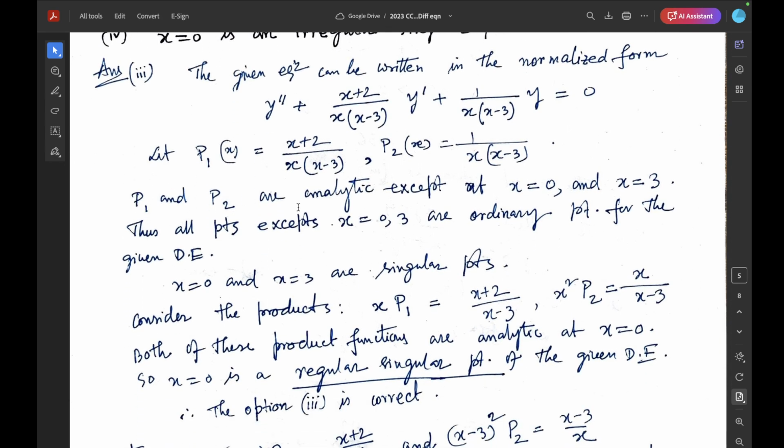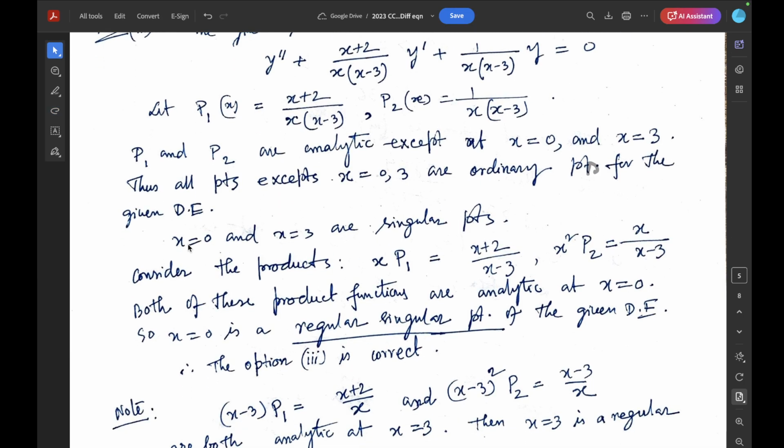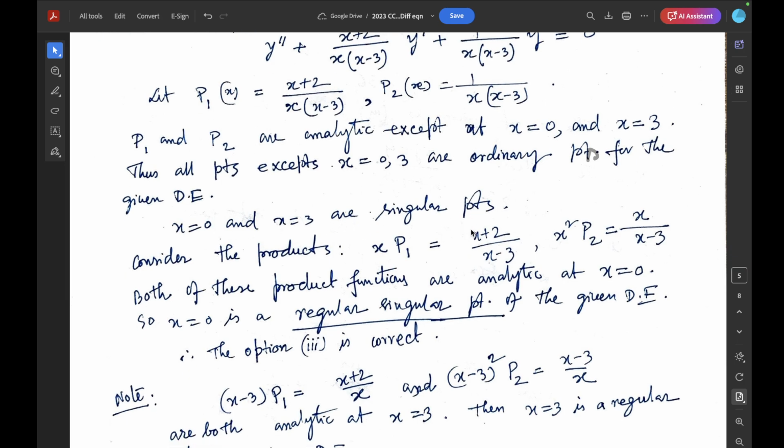p1 and p2 are analytic functions except at the points x equal to 0 and x equal to 3, because in the denominator the factors x and x minus 3 are present. So p1 and p2 are analytic except at these two points. Thus all points except x equal to 0 and 3 are ordinary points for the given differential equation. x equal to 0 and x equal to 3 are singular points.